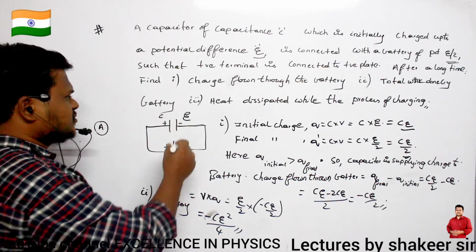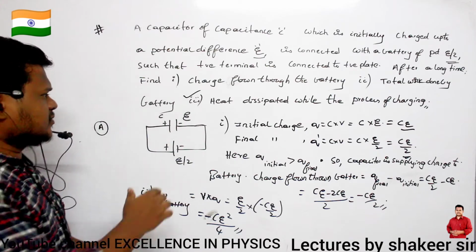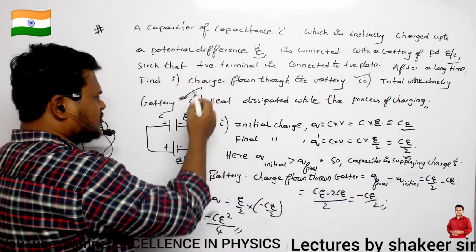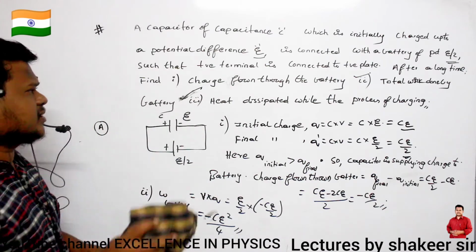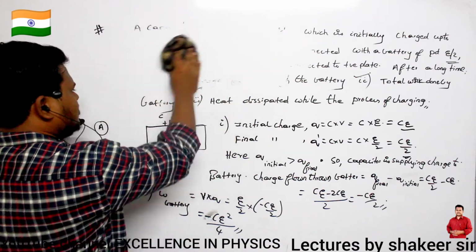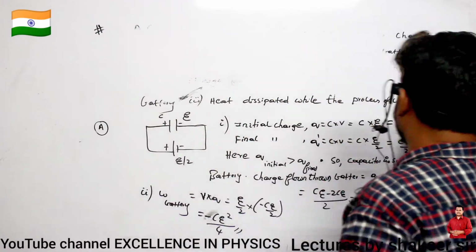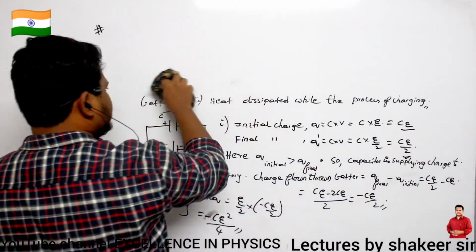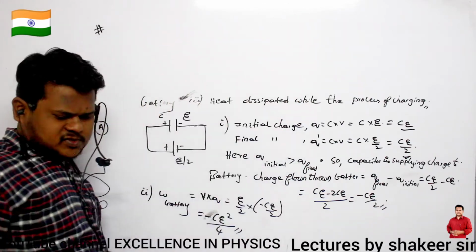So the second question also we have calculated. Second question is which one? This is the second question. Clear? Then how about the third question? Third question, how can I calculate? Can you see? What is the third question he is asking? Third question is heat dissipated in the process of charging. So let us see the third one.